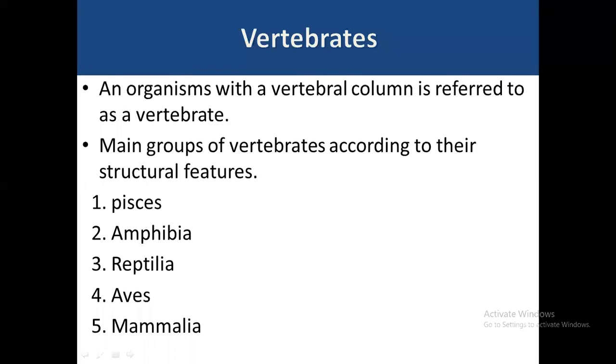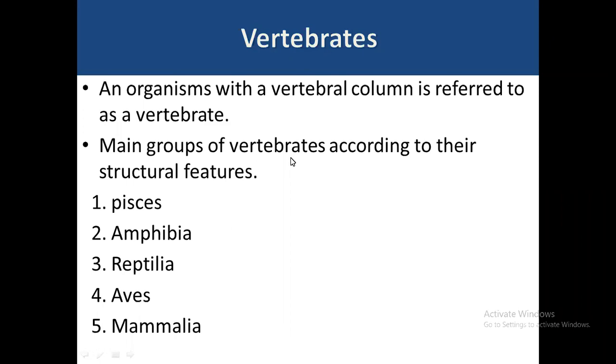Our topic is vertebrates. The other day we already talked about the invertebrates and the phyla of them. We talked about 4 phyla. Today we are going to talk about the vertebrates. 5 phyla are here. An organism with a vertebral column is referred to as a vertebrate. Main groups of vertebrates according to their structural features: Pisces, Amphibia, Reptilia, Aves, Mammalia. Now we will see what these are.